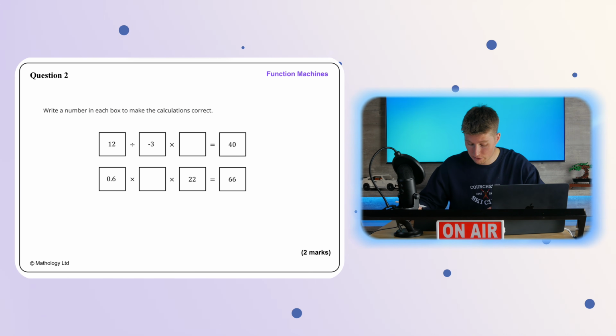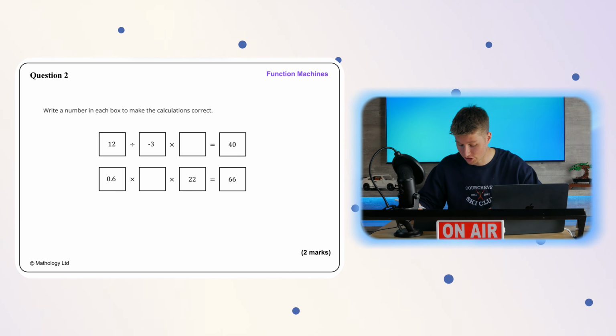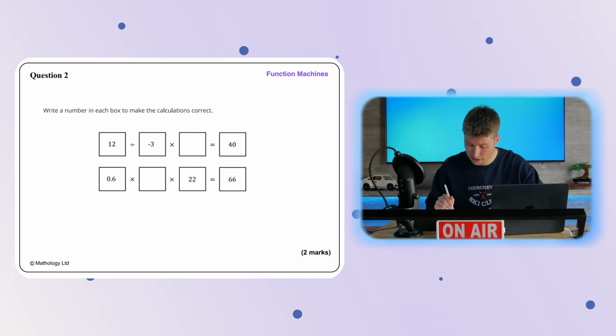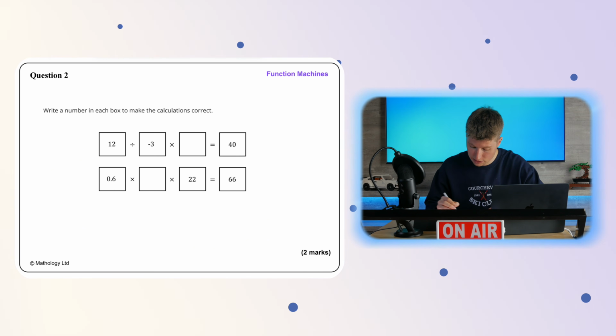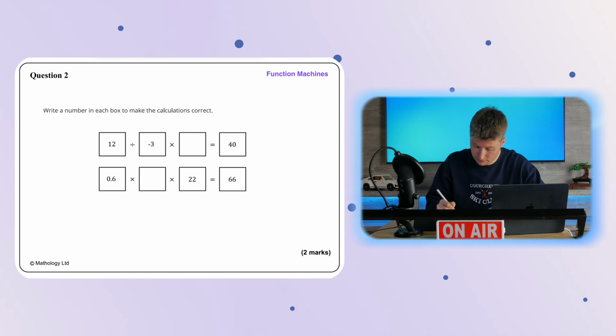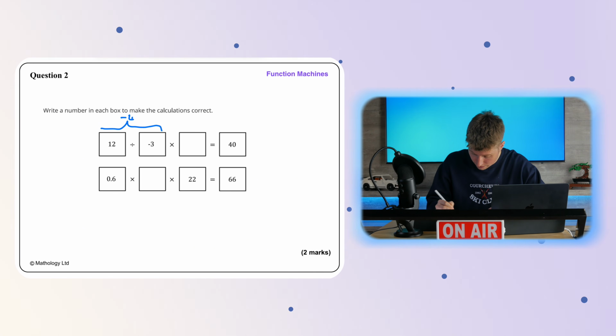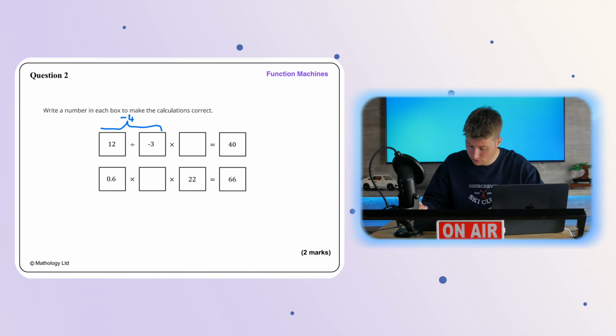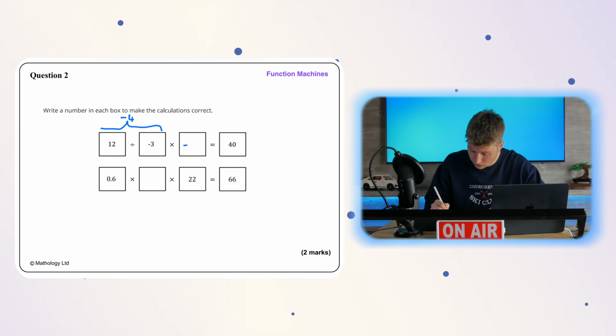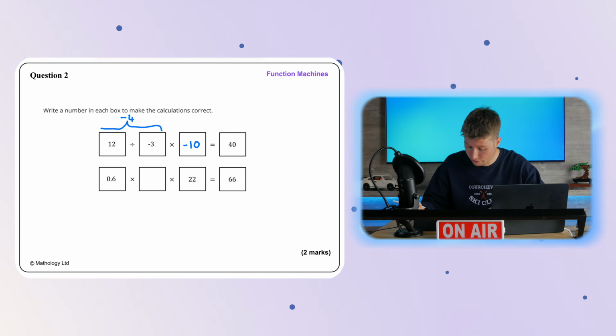Question 2 says write a number in each box to make the calculations correct. So we've got 12 divided by minus 3 multiplied by something equals 40. So 12 divided by minus 3 is equal to minus 4. And then minus 4 times something is equal to 40. So minus 4 times minus 10 gives us 40.